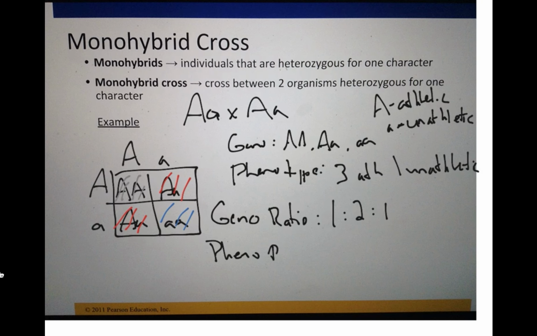Phenotypic, what do they look like? Phenotypic ratio in this case, well, I have 3 that are purple, so those are all the same phenotype, and 1 that is white, which is not the same phenotype. So 3 purple are more dominant than white, a 3 to 1 ratio.